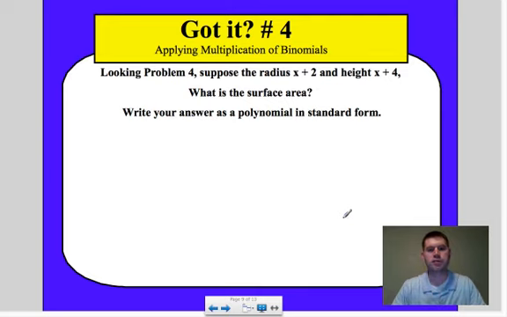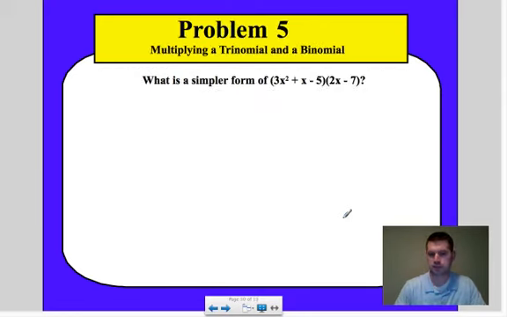So suppose that problem 4 was x plus 2 for the radius and x plus 4 for the height. What is that surface area? It's very vital that you do this problem. Don't skip this one. You need the practice. And again, I'll put the answers at the end here.